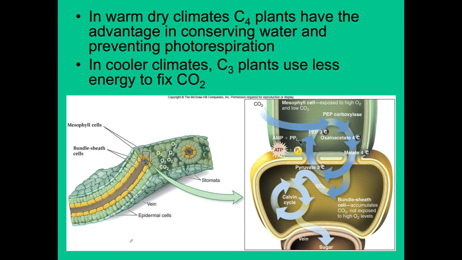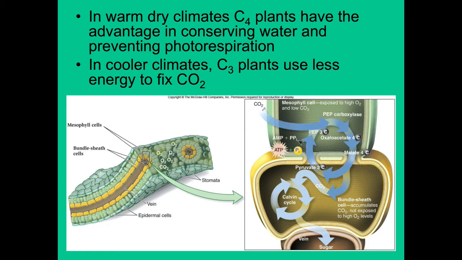In really warm and dry climates, C4 plants are able to preserve water. Think of cacti and some of the plants that live in the desert. And if they can conserve lots of water, they can prevent photorespiration. In cooler climates, C3 plants will use less energy to fix CO2, but these plants use some processes similar to the C4 plants.